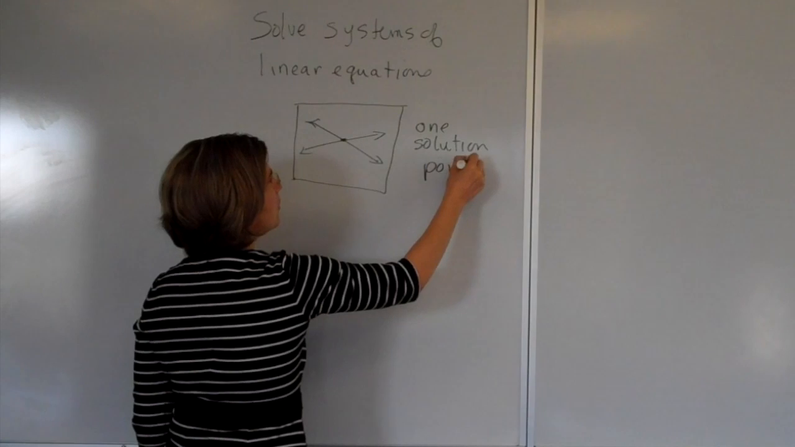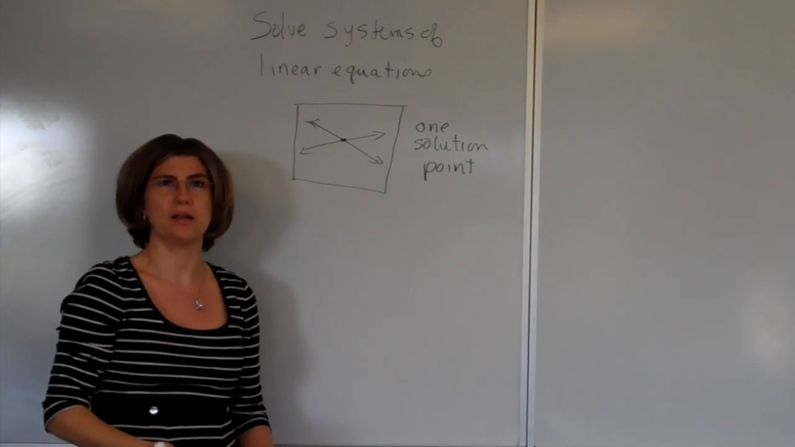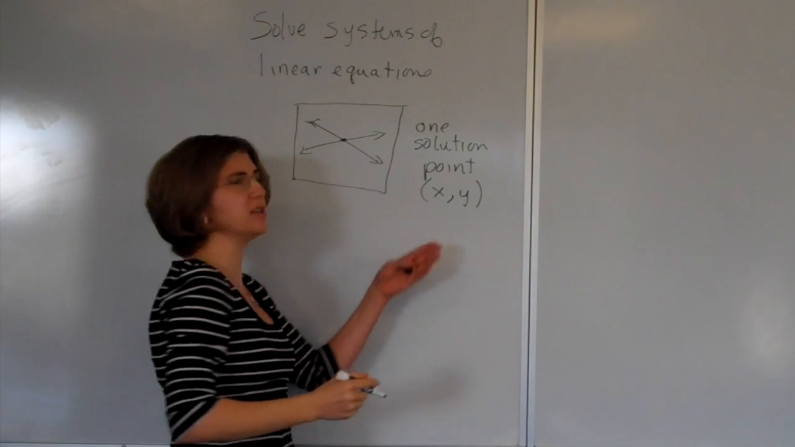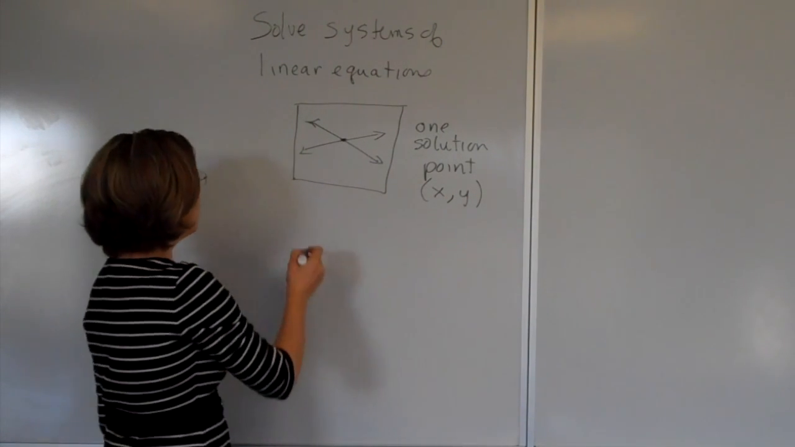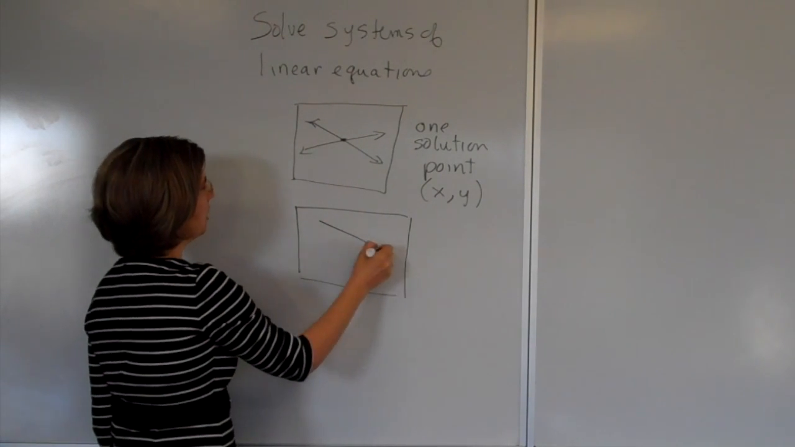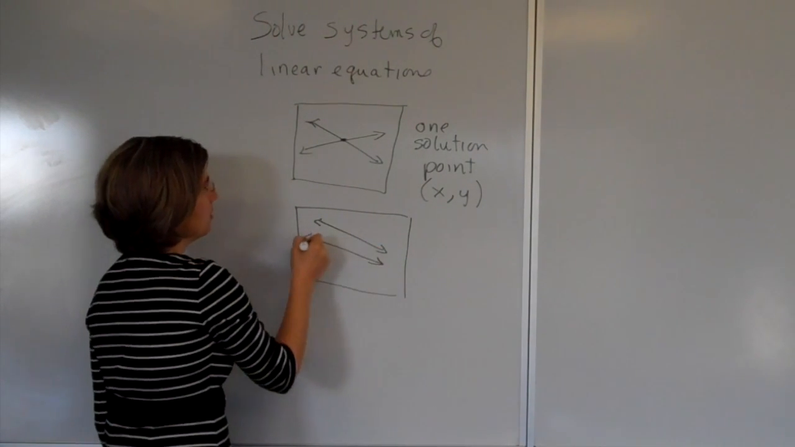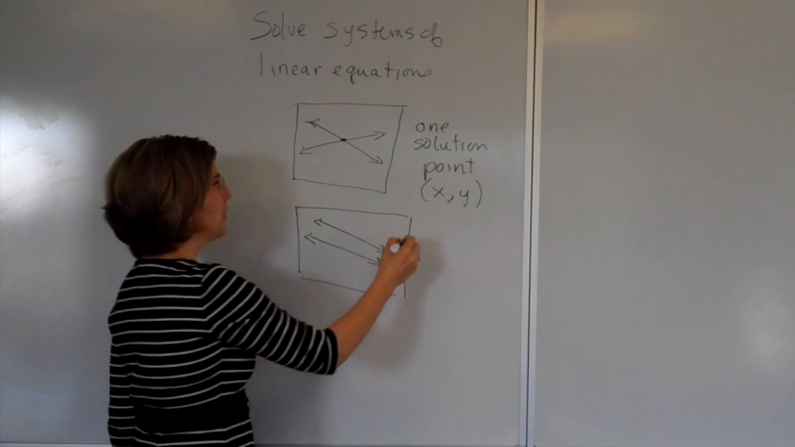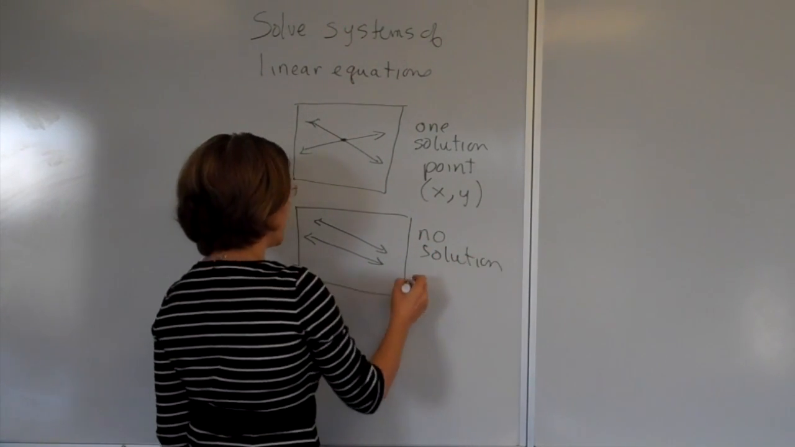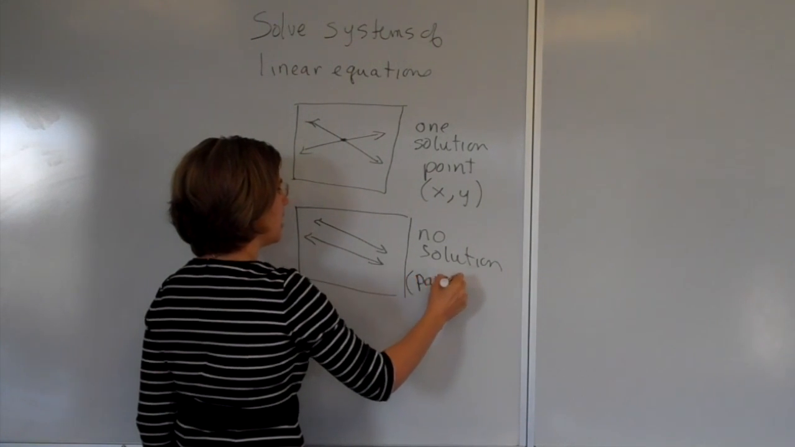point. Remember that a point will have an x and a y. Traditionally, we will write that in parentheses using standard math notation. But sometimes the two lines do not have a solution point because they are parallel lines. Then there will be no solution because we have parallel lines.